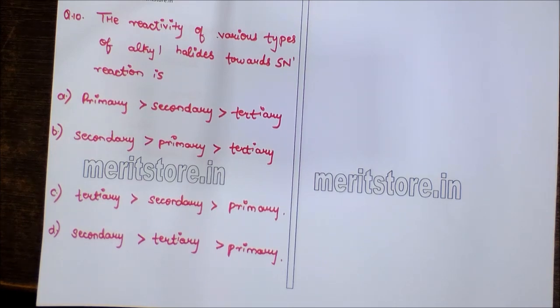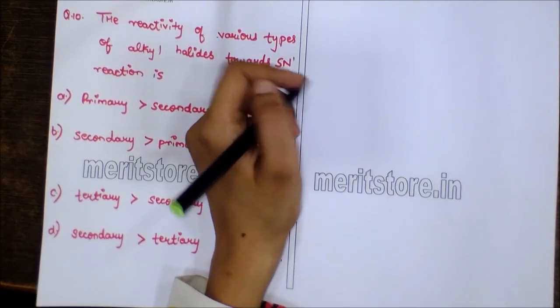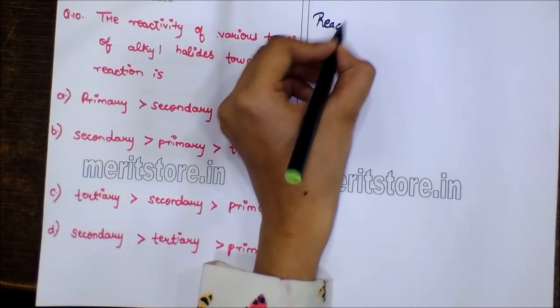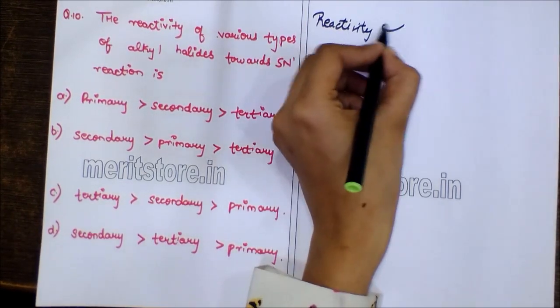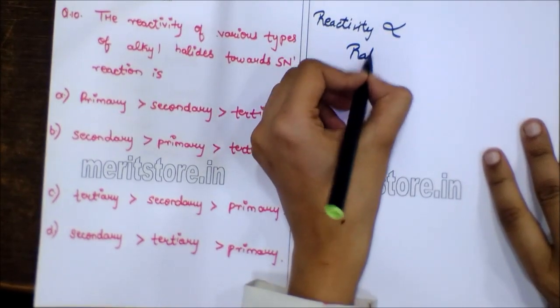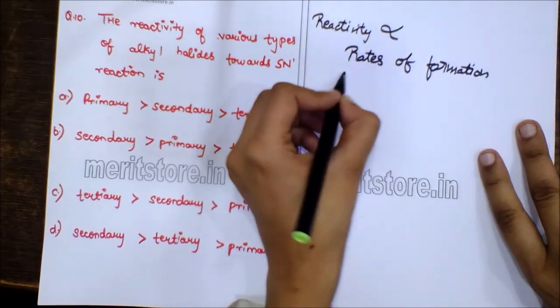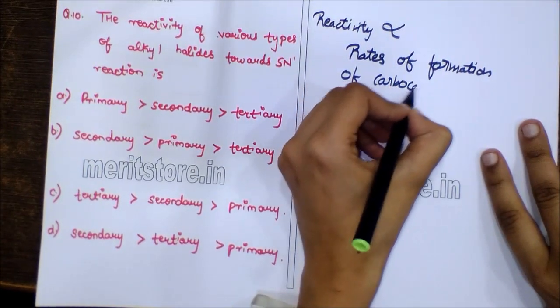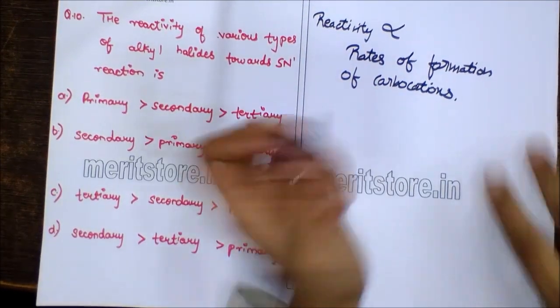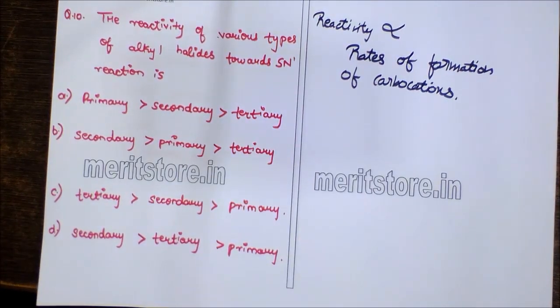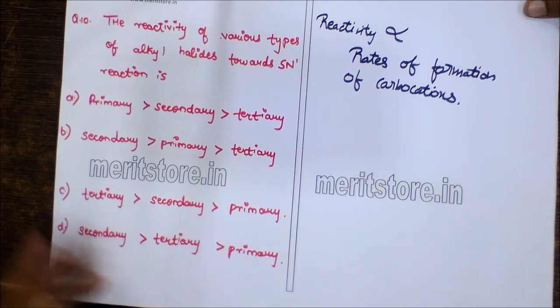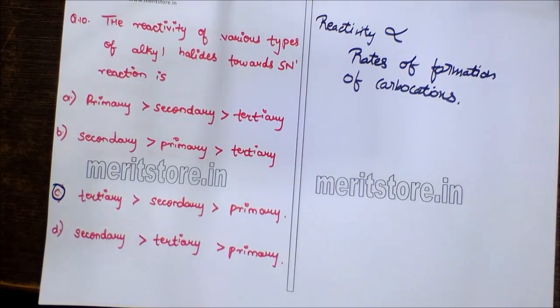So the reactivity is directly related to the rates of formation of carbocations. So any reactivity related to the alkyl halides is directly proportional to the rates of formation of carbocations. Now the rate of formation of carbocations is obviously tertiary greater than secondary greater than primary, and that is again greater than methane or the methyl group. Over here the option is C, tertiary greater than secondary greater than primary. Option C is the correct answer.